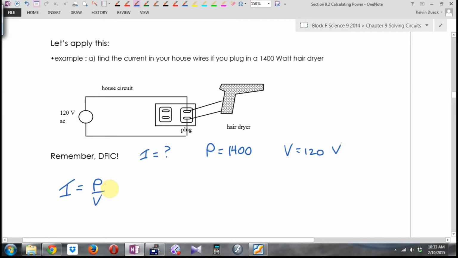You need to know where that is on your yellow formula sheet. If you don't have your yellow formula sheet out after I told you to get it out, you're foolish. What's the power? 1,400. What's the voltage? How many amps do we need to make this work? Go to your calculators.